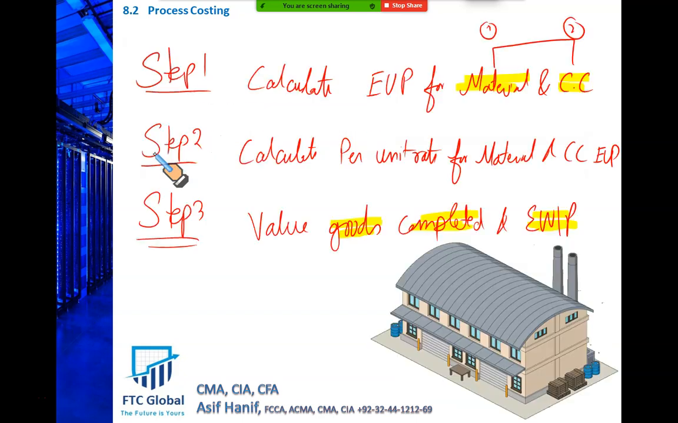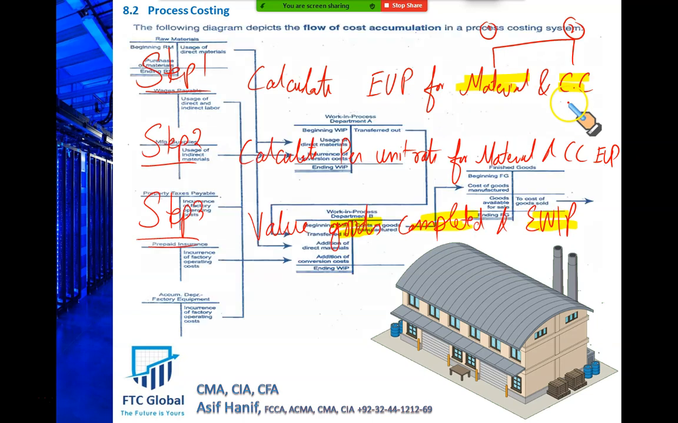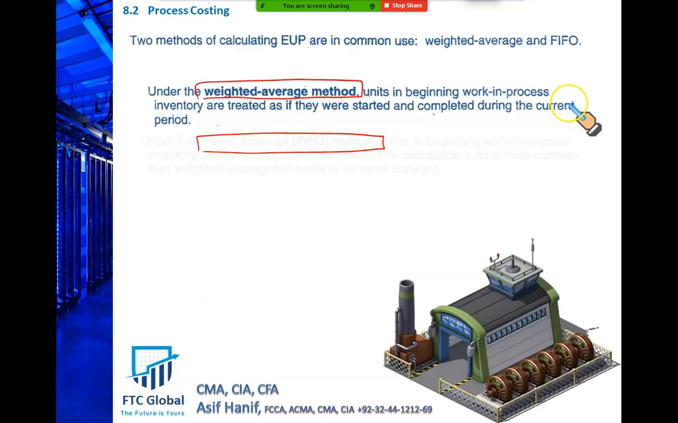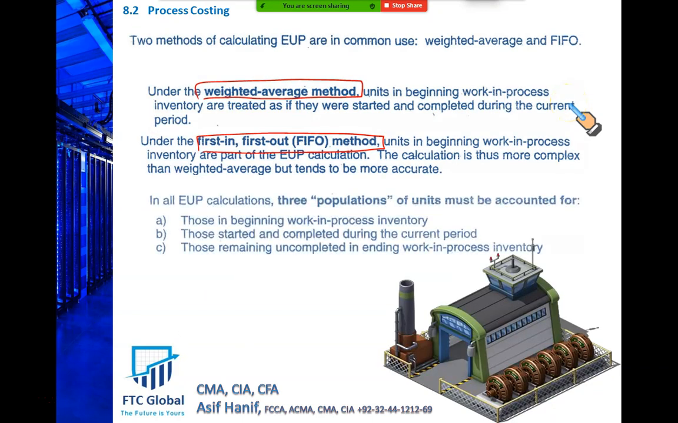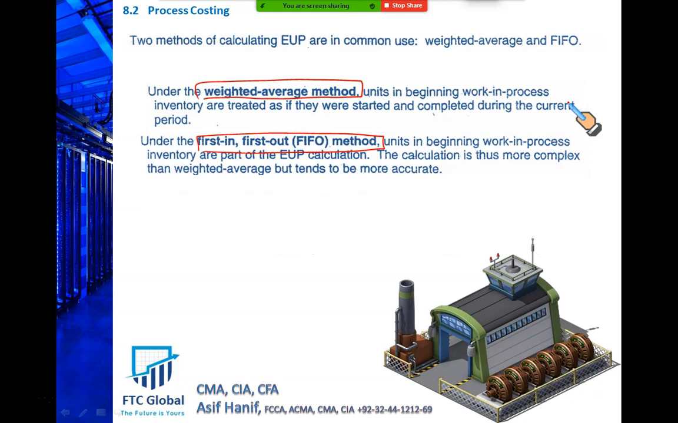So we are basically doing the first step, calculate the EUP for material and conversion cost. What is EUP? EUP are called the equivalent units of production. Means, let's say if I have been given some material and if I add some conversion cost, using that material, how many completed units can I make?